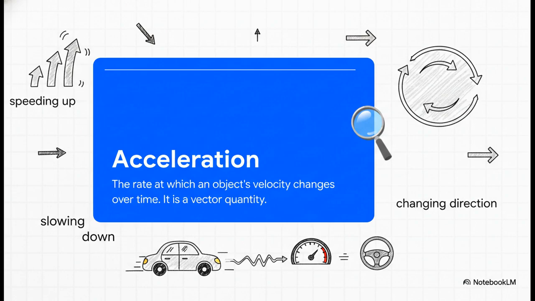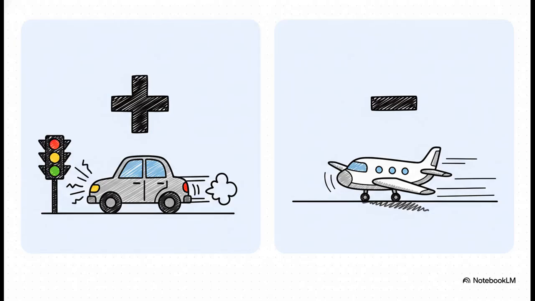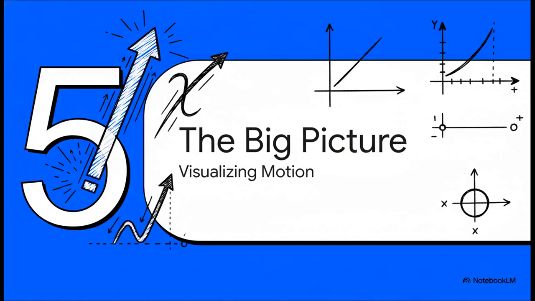All 3 are acceleration. When you're speeding up, like a car when the light turns green, we call that positive acceleration. When you're slowing down, like an airplane hitting the brakes after landing, that's negative acceleration. You'll sometimes hear it called retardation or deceleration, but both are just types of acceleration, because in both cases, your velocity is changing.